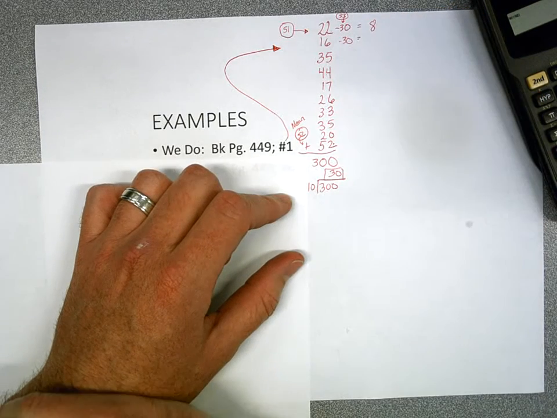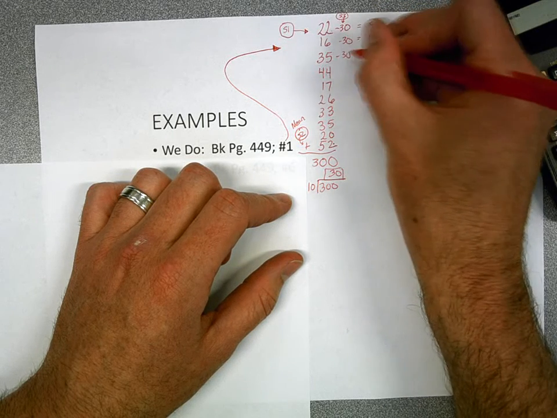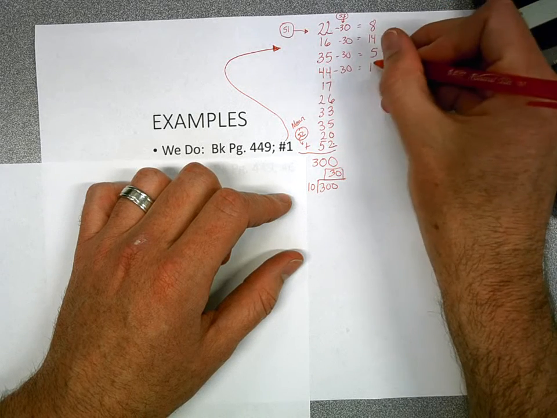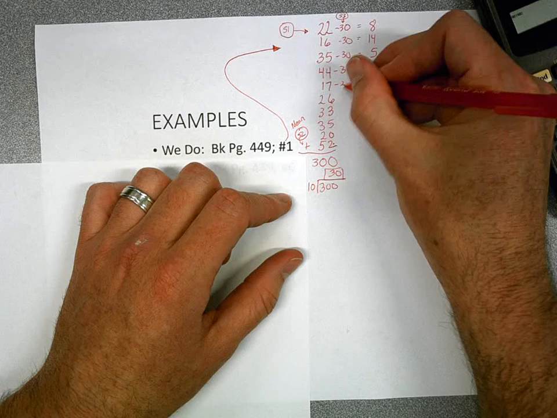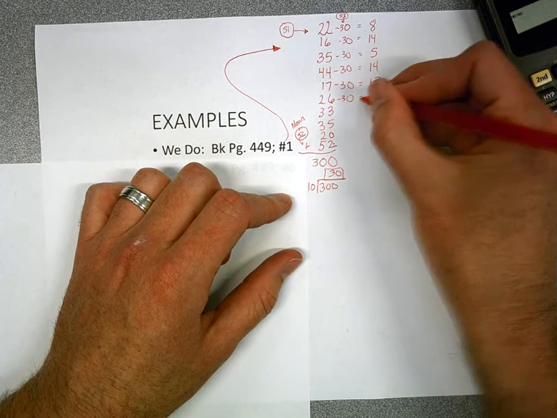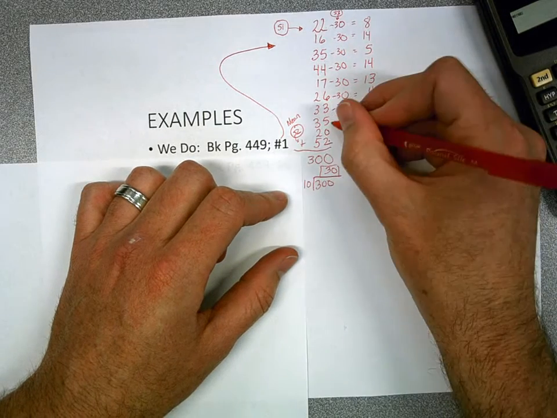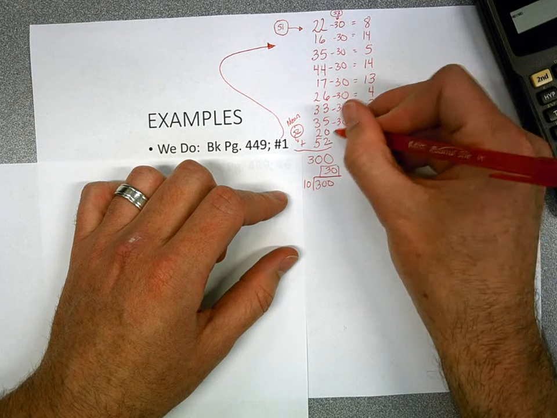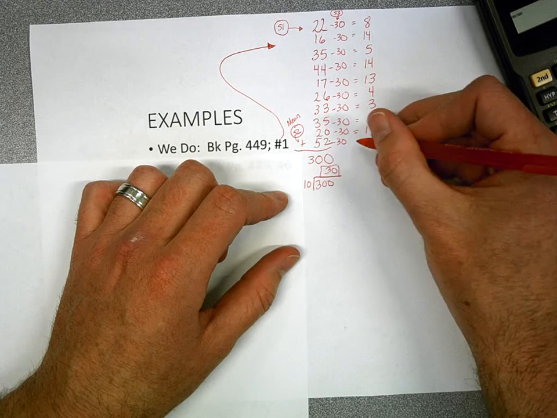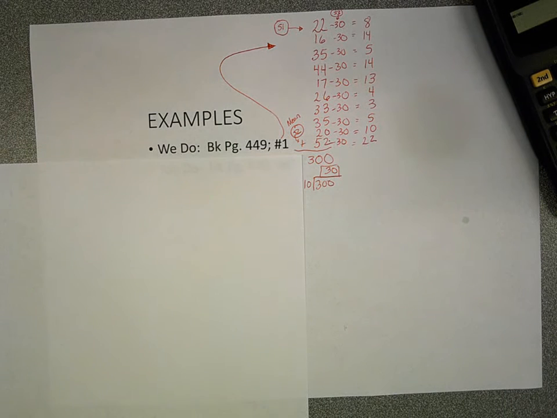So subtract 30 from each of these. Most of these can be mental math. If it's not mental math, you can use your calculator. Remember, they're all positive values. They're all just the absolute value because they're just talking about the distance.